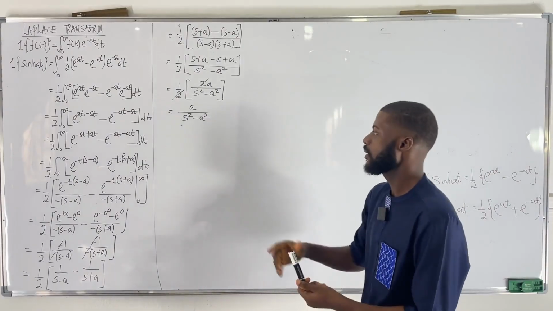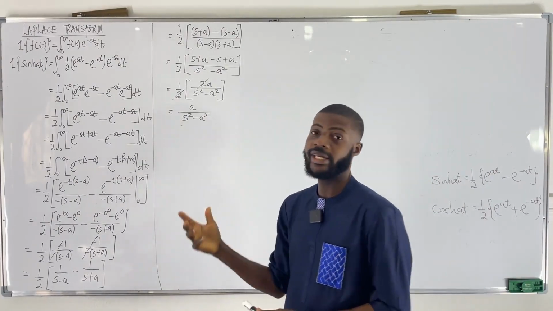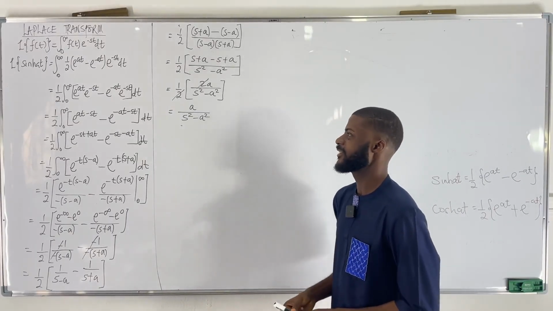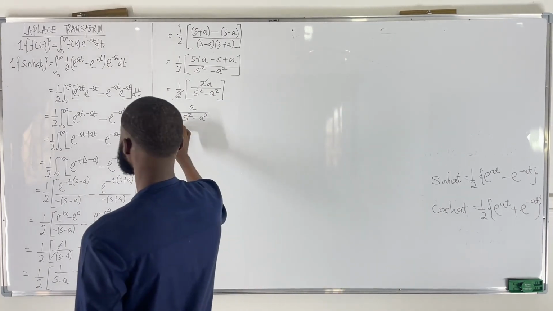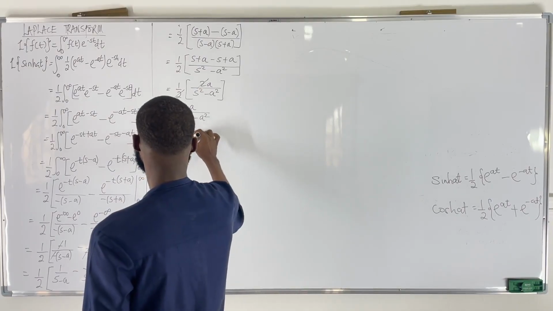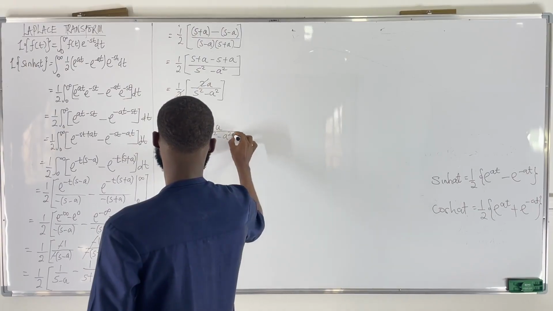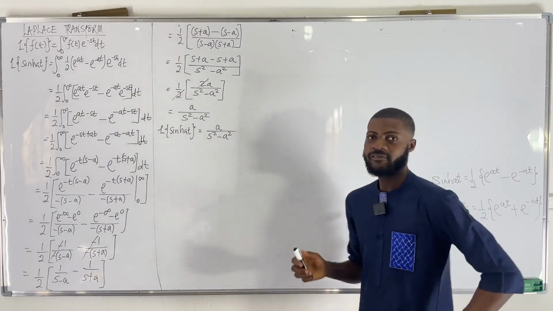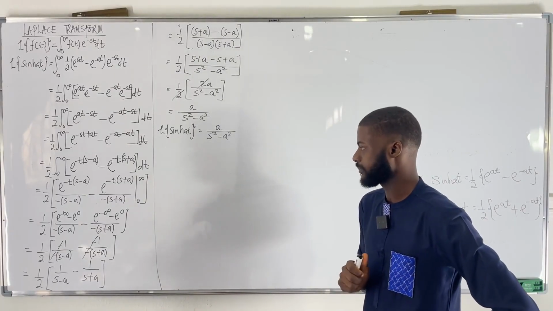And with this, we have found the Laplace transform of sinh at. So this is what we have. So we're going to say this is the Laplace transform of sinh at. So this is equal to a divided by s squared minus a squared. So that's what we have. Very, very interesting. Okay.